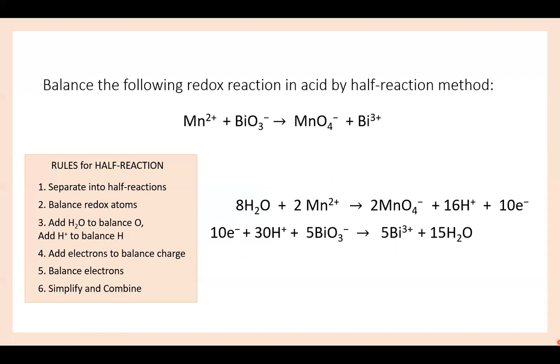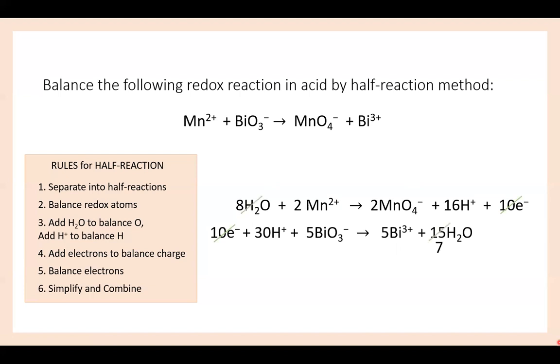Our next step is to simplify and combine. The number of electrons, 10 in this case, since they're equal and on opposite sides of the equation, can cancel each other out. So in our final reaction, we do not see any electrons.